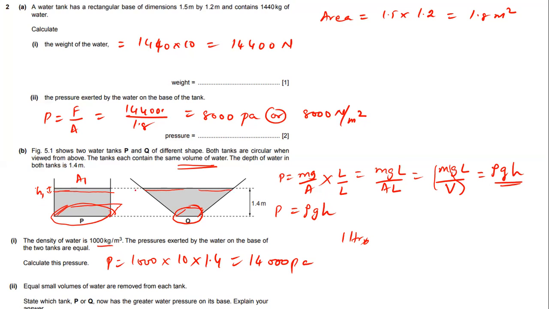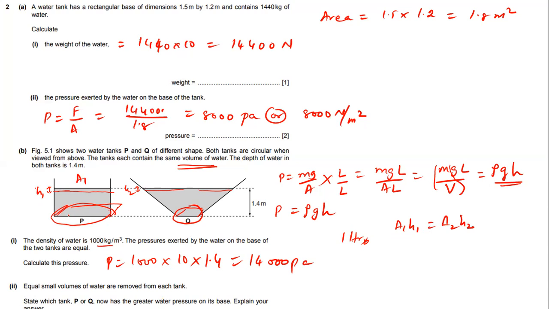You will have one more height H2 here. Now tell me whether H1 or H2, which one will be larger? H2 will be larger, since this has a larger area of cross section. So what we need to do is write A1 into H1 is equal to A2 into H2.